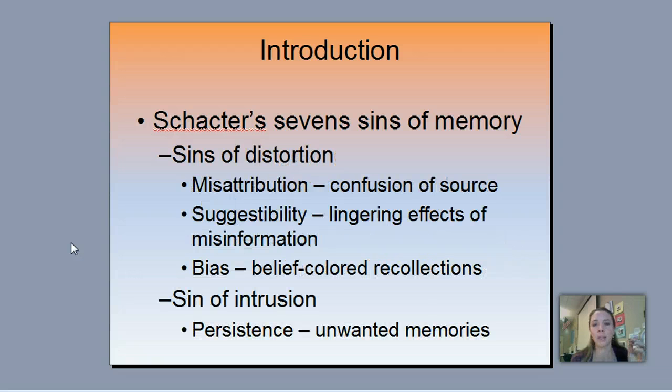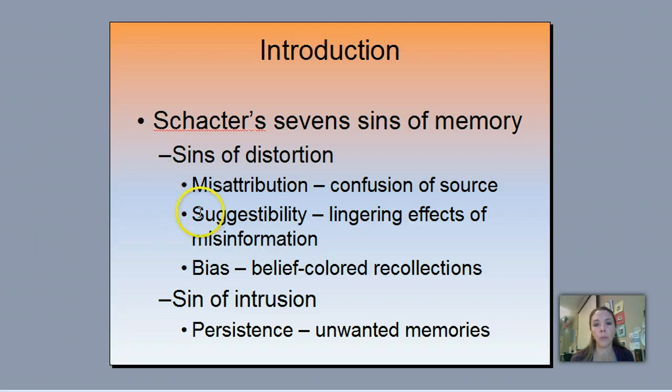All right, so continue with the 7 sins of memory. Now there's sins of distortion, meaning that it's distorted or changed somehow. So the first one is going to be misattribution. This is something called source amnesia. So you remember who said it, but you forget where it came from. So a lot of the times these become like your own stories.